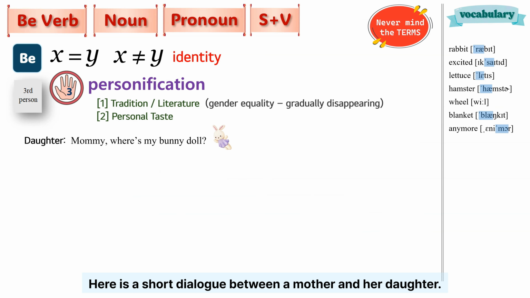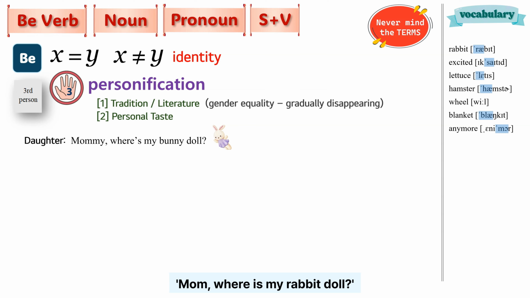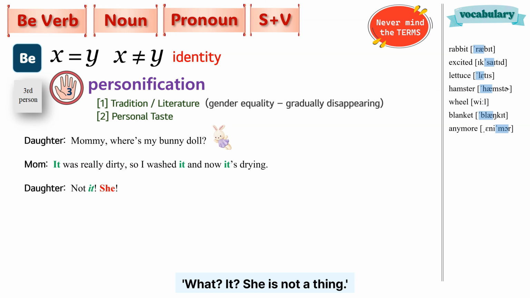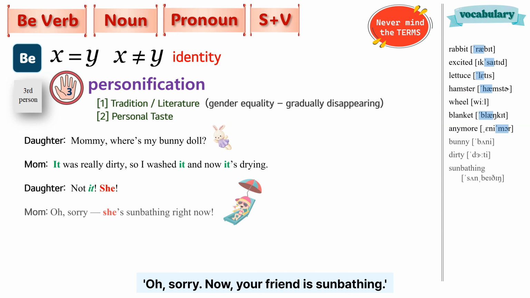Here is a short dialogue between a mother and her daughter. Mom, where is my rabbit doll? It is very dirty, so I washed it. Now it is drying. What? It? She is not a thing. Oh, sorry. Now your friend is sunbathing. I made this witty dialogue to help your understanding. You can see the point clearly, right?